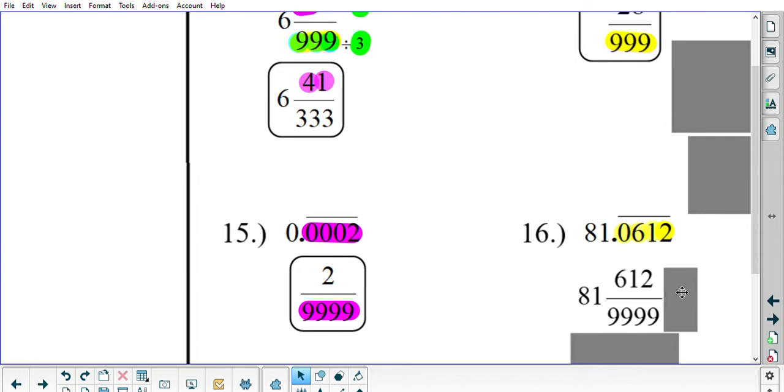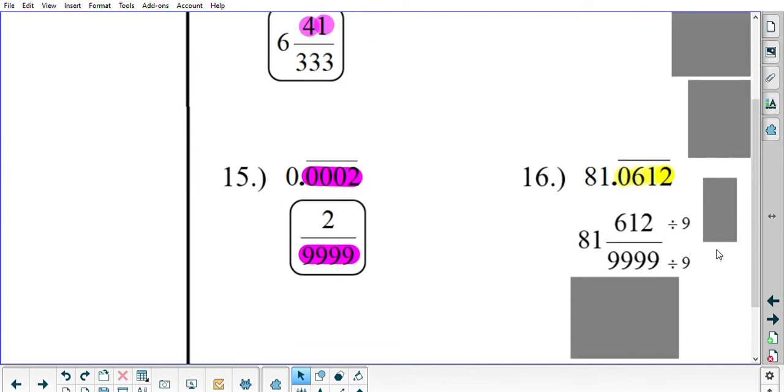Did you remember that little trick I taught you before? Add the digits, 6 plus 1 is 7 plus 2 is 9. That's divisible by 3. Therefore, the entire number is divisible by 3. But they're also both divisible by 9. Let me introduce you to another trick. It's very similar to the 3 trick. If the sum of the digits gives you a multiple of 9, then the number is divisible by 9. So 6 plus 1 was 7 plus 2 was 9, remember that? That's divisible by 9. Therefore, 612 is divisible by 9. These are awesome tricks to know, guys, let me tell you.